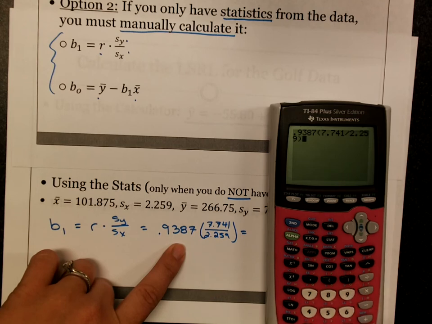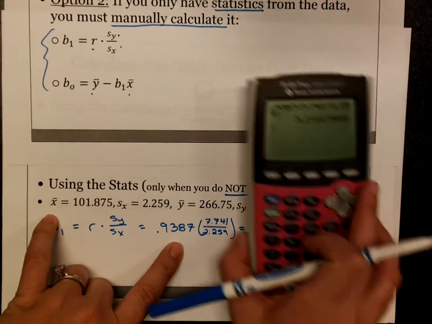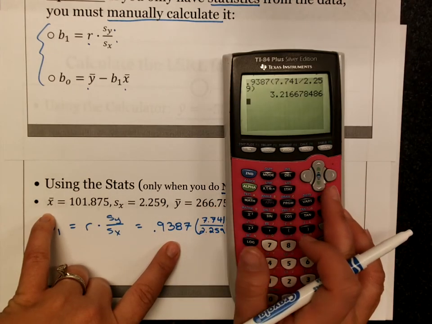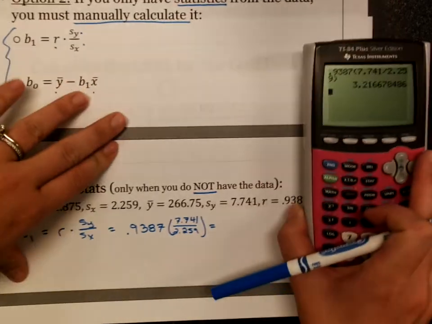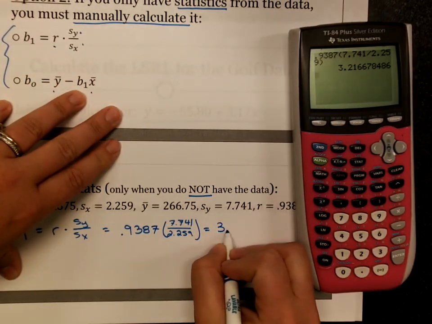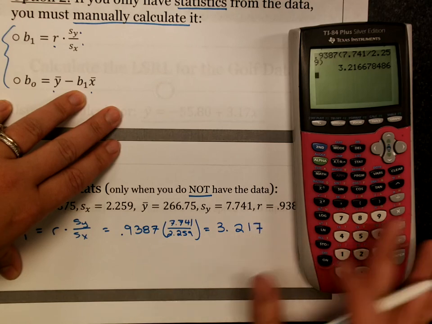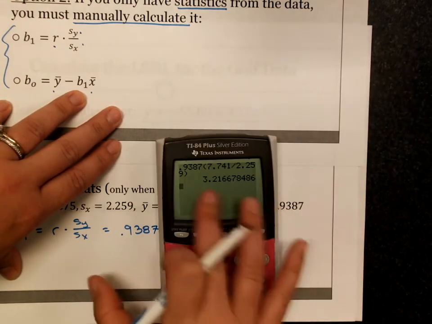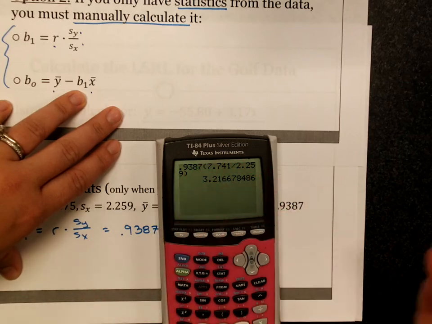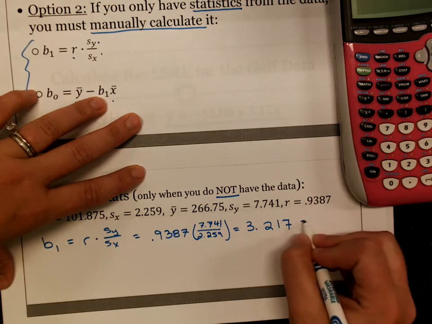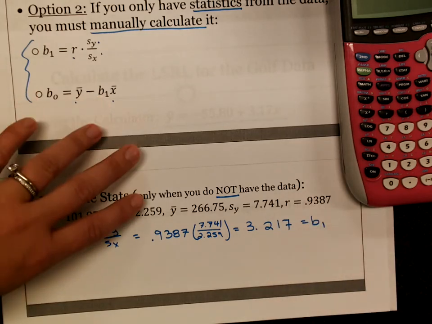Use parentheses here so that it divides first and then multiplies. Hopefully you can see that. It's going to be a little bit different because of the rounded values. And so we get 3.217, which is slightly different. The computer will know if you're using the formula that you're using rounded values, so it will already adjust for that. And that's B1. That's our slope.